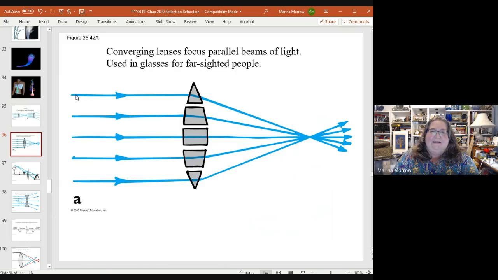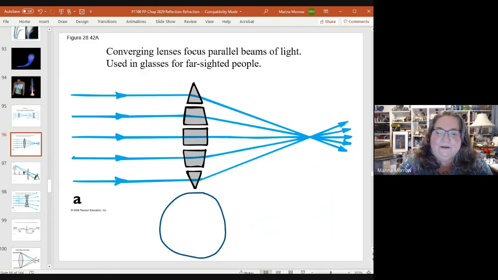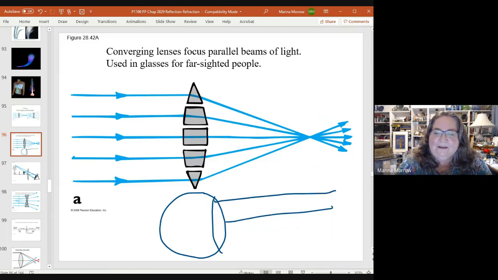light that is coming at their face, all right, from far away. So they're already good with their eyeball at taking light that is from far away and focusing it at the back of the eyeball.